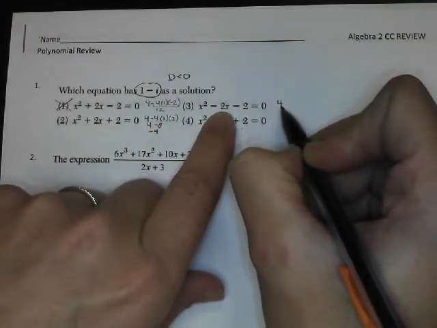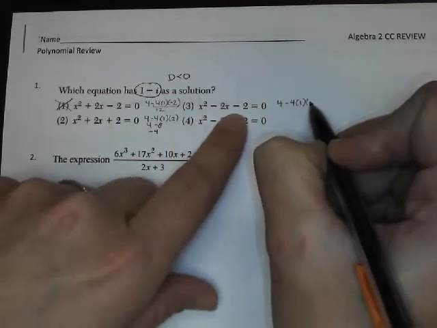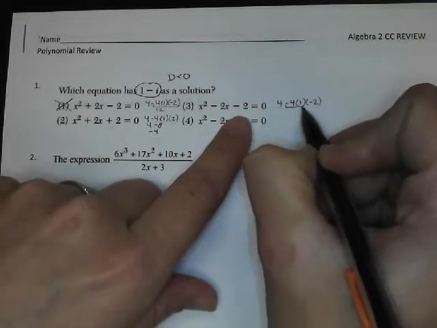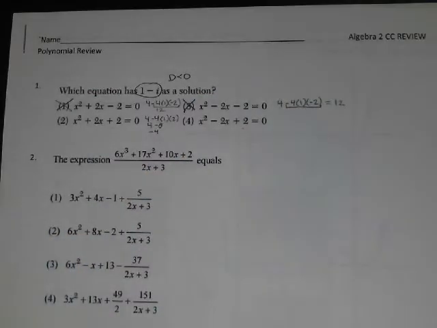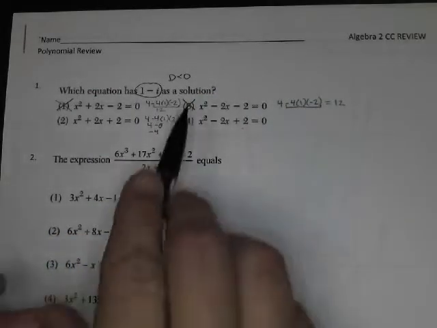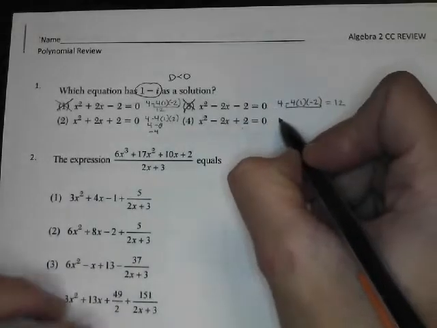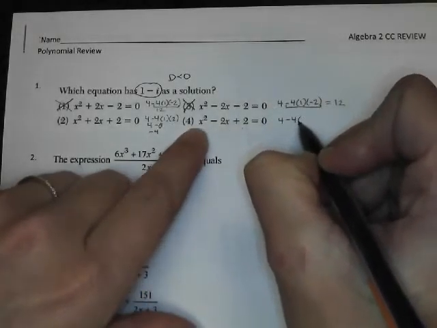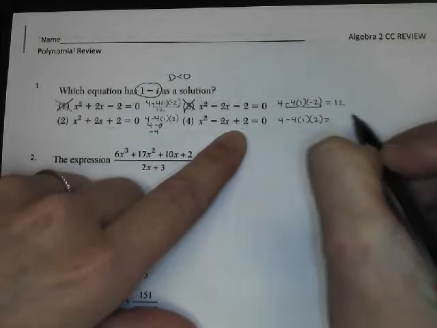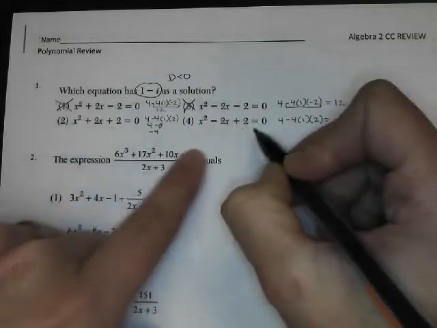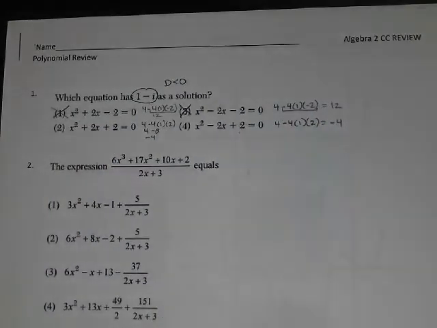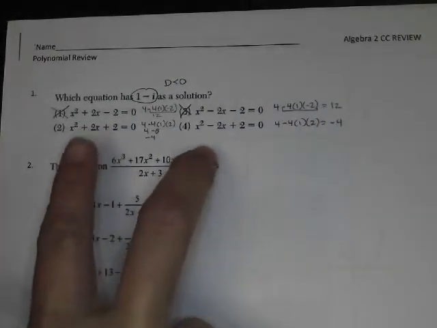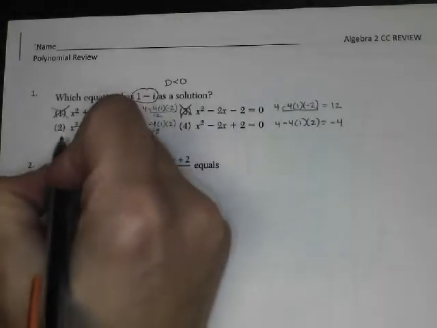This one, b squared is 4 minus 4ac is 4 plus 8 again, which is 12, so again, positive discriminant means 2 real solutions as opposed to imaginary. And then b squared minus 4ac here will give me 4 minus 8, negative 4. So both of these have the same discriminant, that's negative, so they're both still options. So now I only need to do the quadratic formula twice.